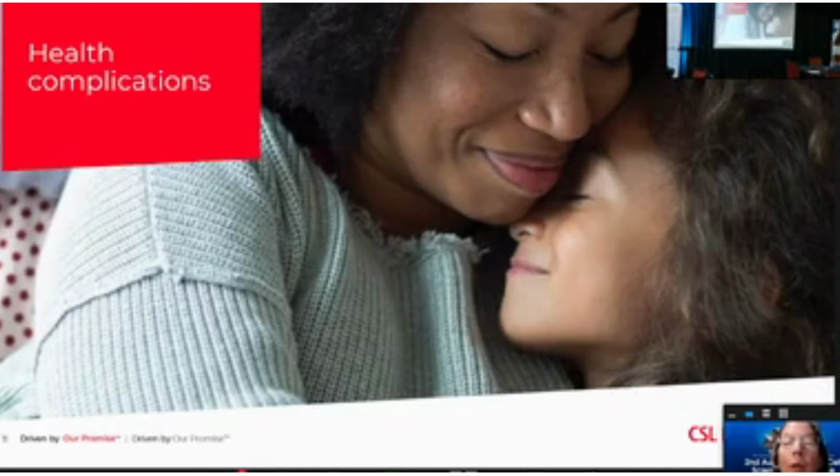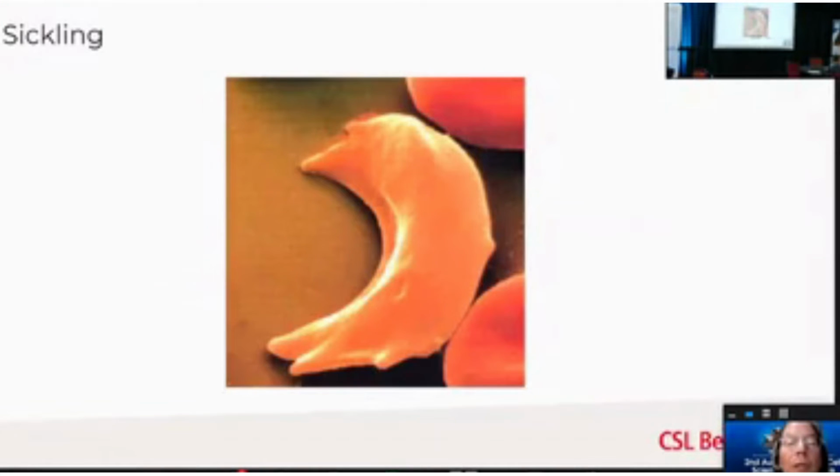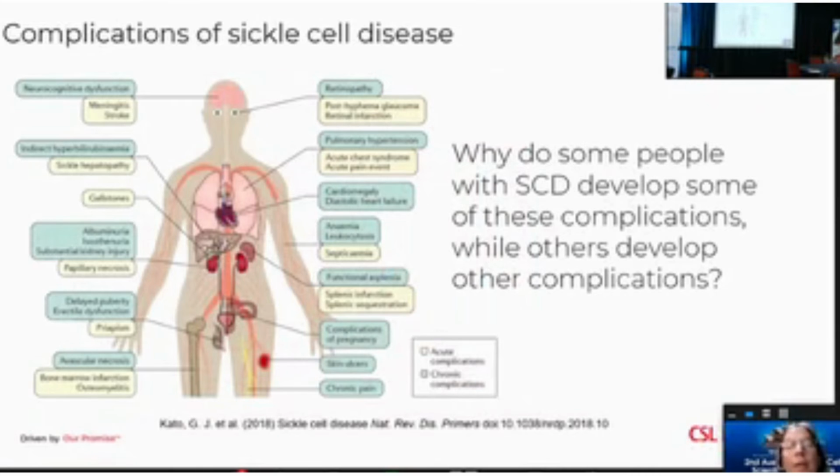You got to hear quite a bit about the broad range of health complications in sickle cell disease, and I'm going to talk a little bit about how some of these complications develop in some patients and not others. Of course, sickle cell disease starts with the red blood cell and sickling, which all of you know a lot about. And these are some, but not all, of the many complications of sickle cell disease that can develop over a lifespan.